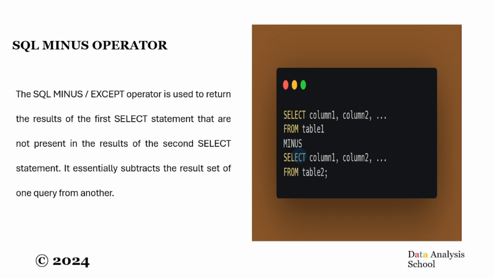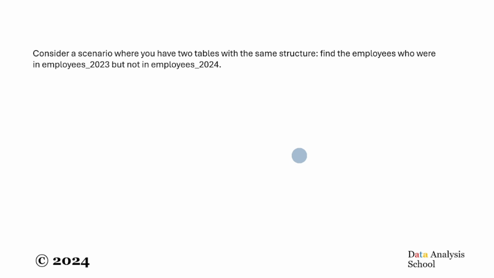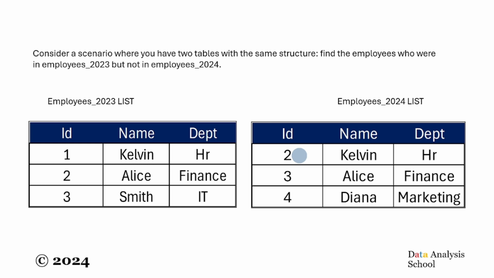So let us see a case study. Consider a scenario where you have two tables with the same structure. You have two employees tables, one for 2023 and the other one for 2024. You are being asked to find the employees who are in the employees 2023 list but not in employees 2024. Look at these two tables. You can see we have these details in employees list 2023 and these other details in employees list 2024. So we are going to jump straight to my server to see how we can do this using SQL.